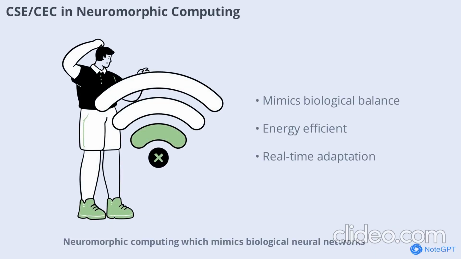Neuromorphic computing, which mimics biological neural networks, can also benefit from CSE and CEC. These principles introduce a systems-level framework for adaptivity, energy efficiency, and resilience. By simulating feedback loops and maintaining equilibrium between excitatory and inhibitory signals, neuromorphic hardware achieves low energy consumption and real-time learning, mirroring the self-regulating balance found in the natural brain.